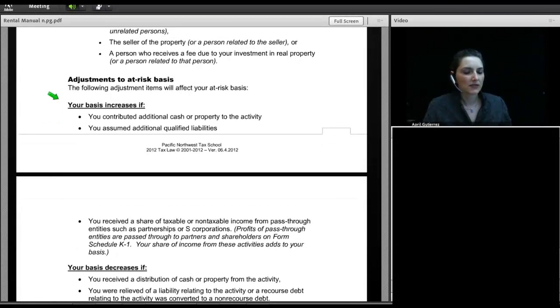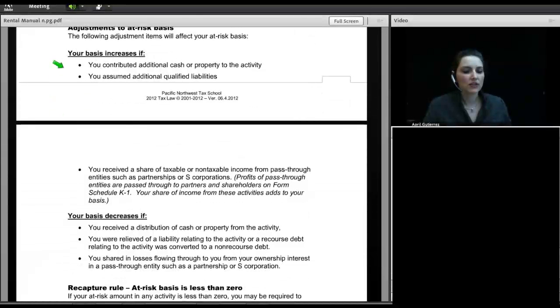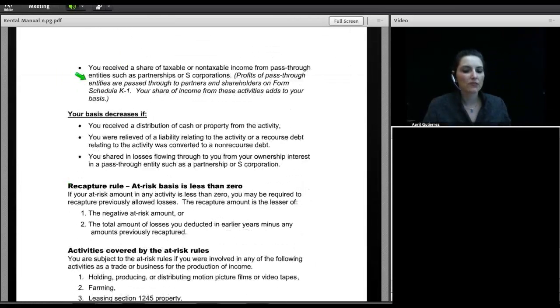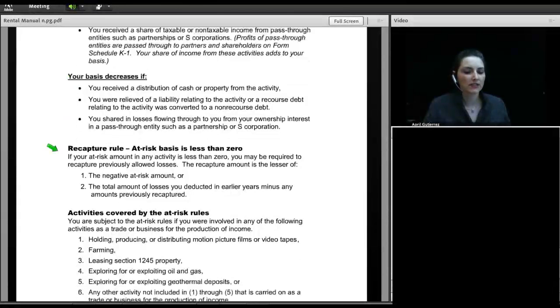The following adjustment items will affect your at-risk basis. Your basis will increase if you contributed additional cash or property to the activity, or you assumed additional qualified liabilities, or you received a share of taxable or non-taxable income from a pass-through entity, such as a partnership or S corporation. Profits of pass-through entities are passed through to partners and shareholders on Schedule K-1. Your share of income from these activities adds to your basis.